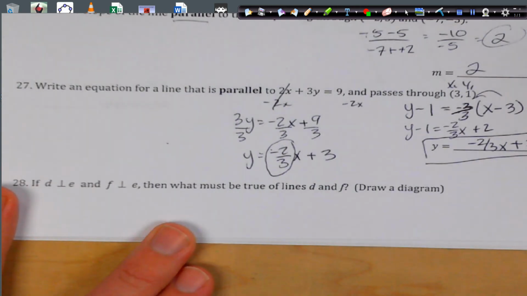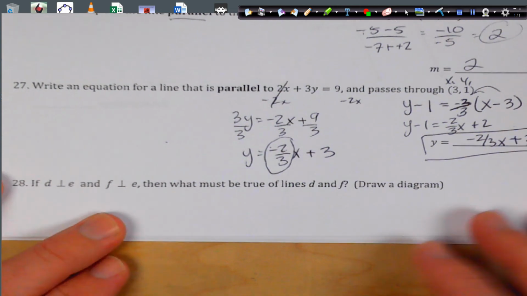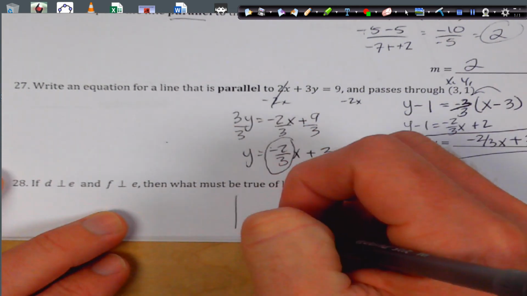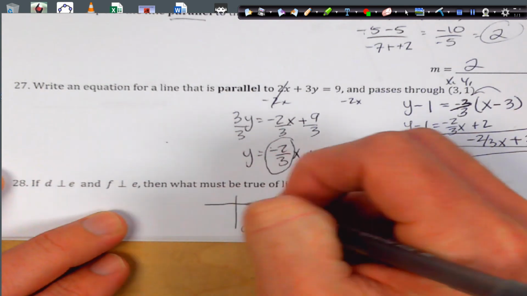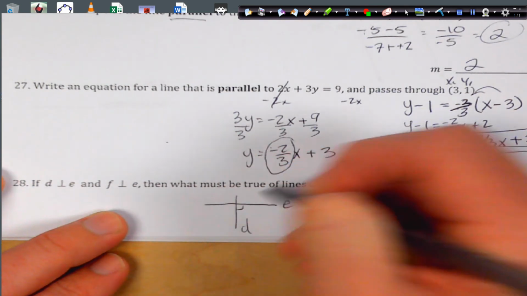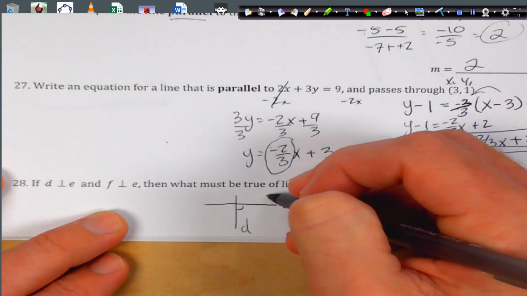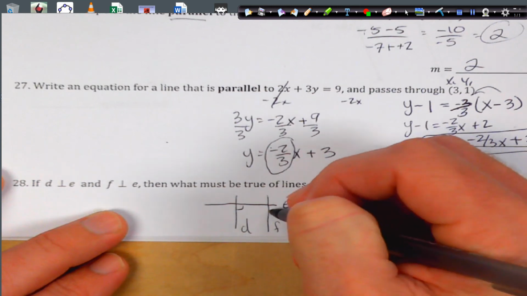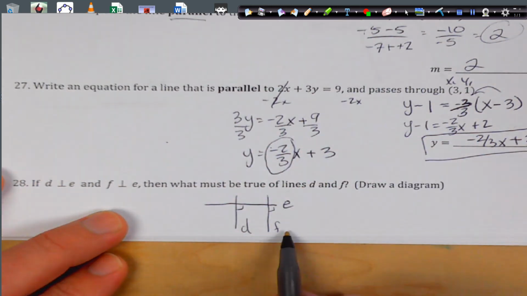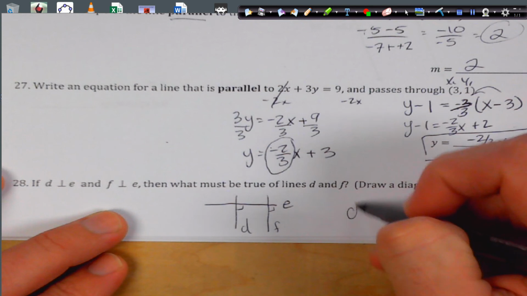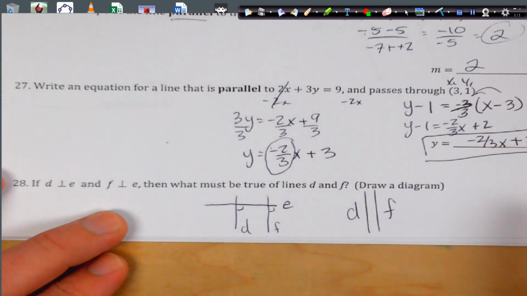If D is perpendicular to E and F is perpendicular to E, what must be true of lines D and F? So this one's pretty easy to draw. So D, and here's E, so they're perpendicular. F and E are perpendicular, so F would have to go like this. What must be true about D and F? D and F would be parallel. D is parallel to F.